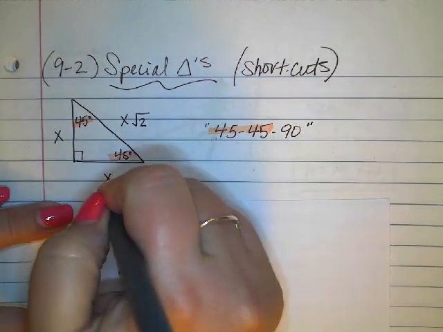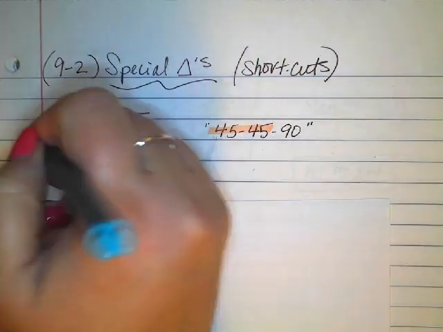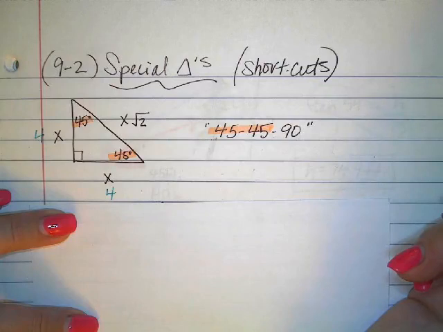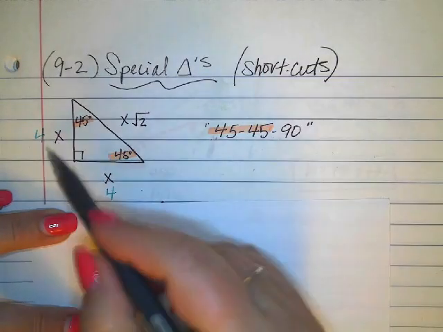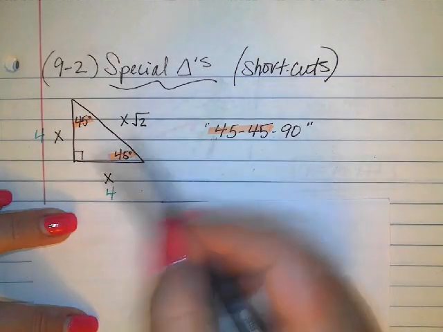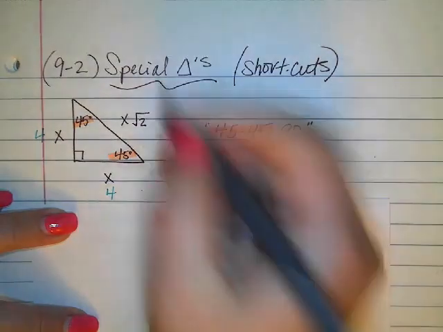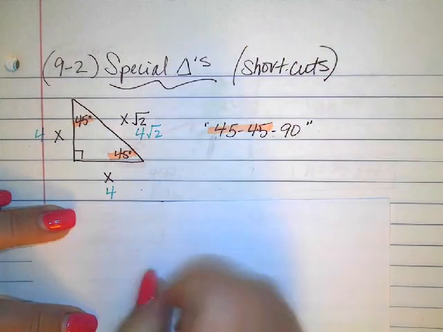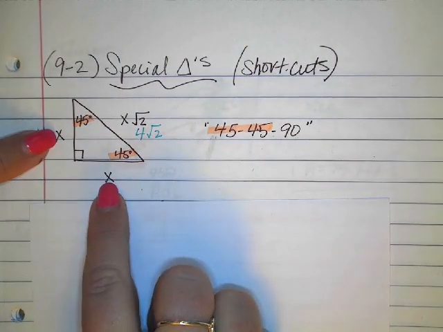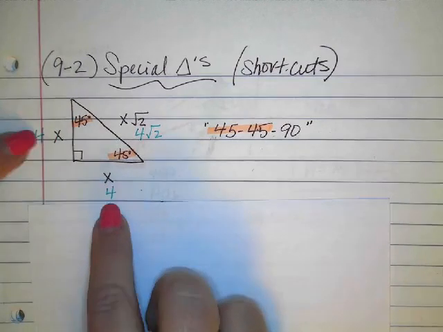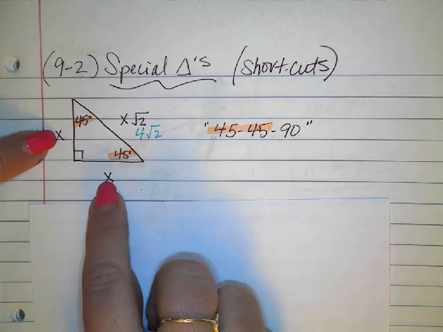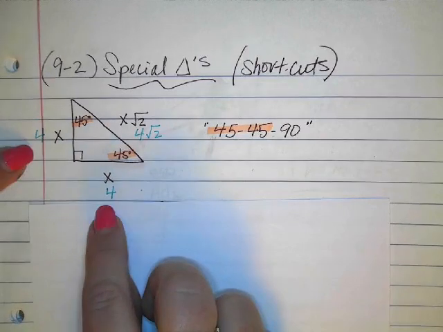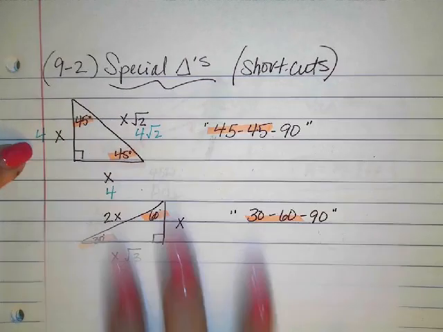So let's say I know that this side is 4, then I know this side would be 4 because they're the same. And then the shortcut to find the hypotenuse is just to multiply it by radical 2. So I would know that the hypotenuse is 4 radical 2. In converse of that, if I know that the hypotenuse is 4 radical 2, to figure out what the sides are, I just take off or divide by radical 2 to know what the sides are.